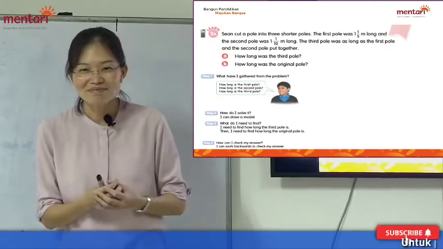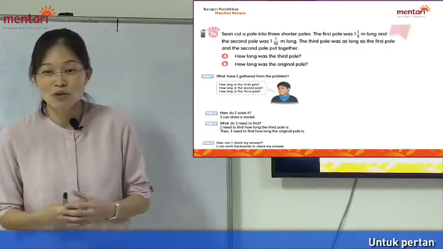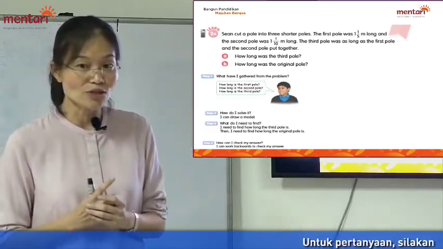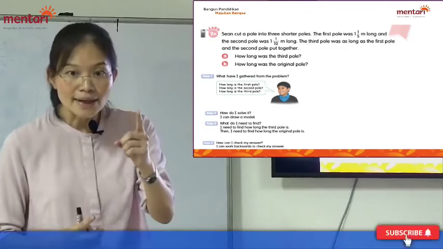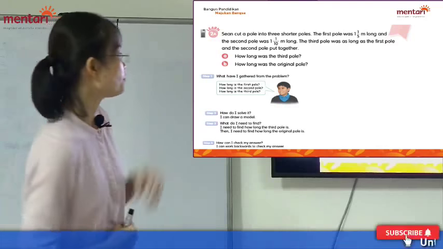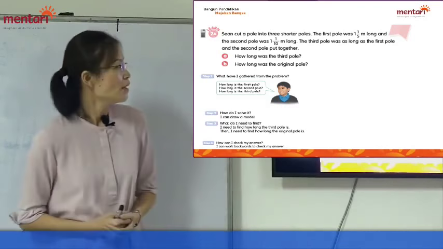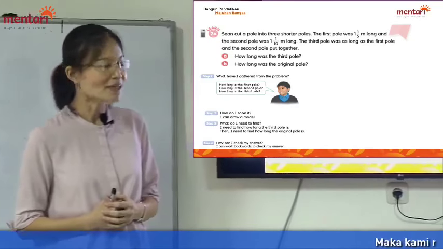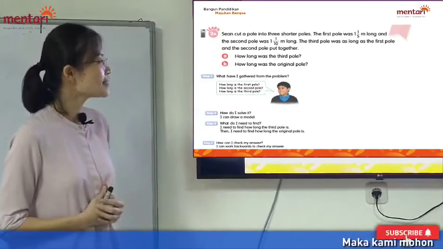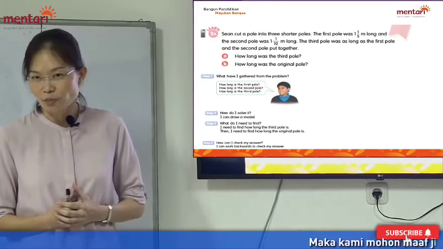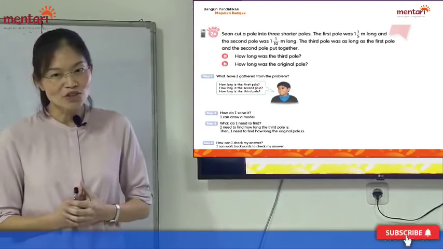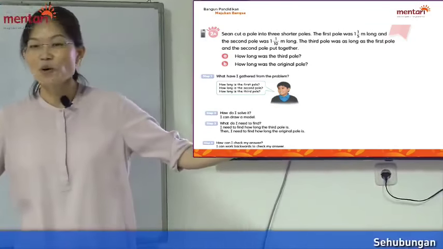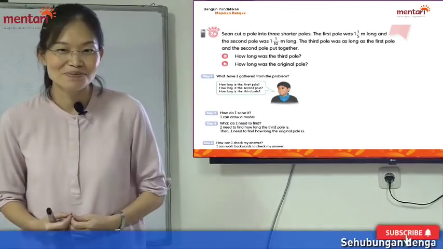Can you imagine that? Maybe some of you can, some of you are still blank. Never mind. If it happened to you, do you know what to do? Yes, read again and read again and read again. So what is the question? The first question is asking how long was the third pole? And then the next question asks how long was the original pole? Do you know what it means, the original pole? It is the first pole before it was cut.